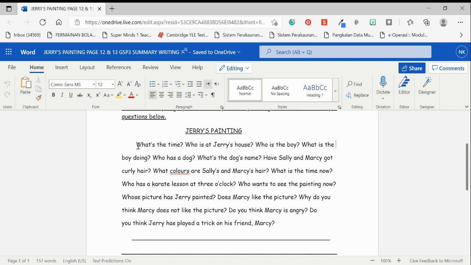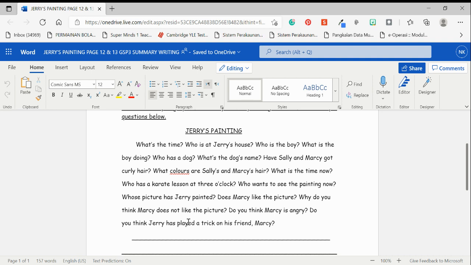So what you have to do is answer all these questions until the end. The answers for all these questions will make up the formation of the summary. That means eventually you will construct a short paragraph by answering all questions. So how many questions do we have here? 1, 2, 3, 4, 5, 6, 7, 8, 9, 10, 11, 12, 13, 14, 15. There are actually 15 questions.